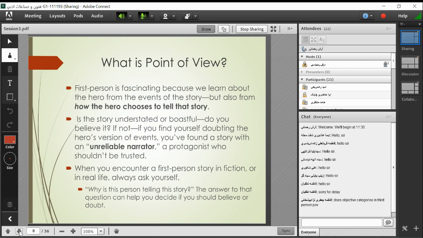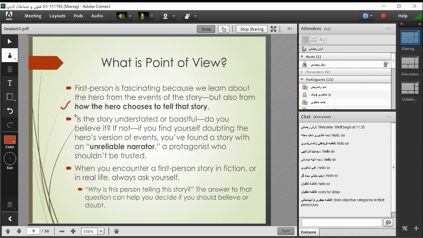Now, the first person is fascinating for us because not only do we get to hear the story and the events which have happened to the main character, but we also get a glimpse on the character's psychology, because now we are also concerned with how the hero chooses to tell the story. In other words, there is kind of a double fascination for us.